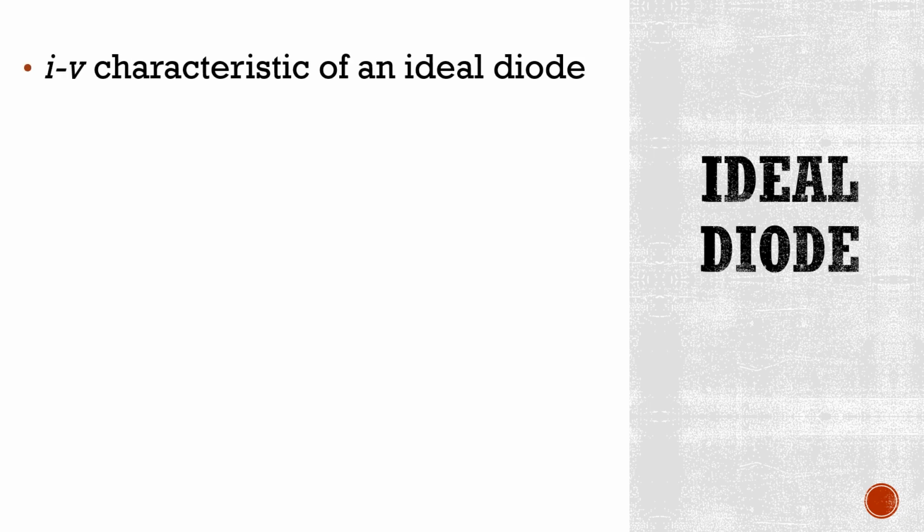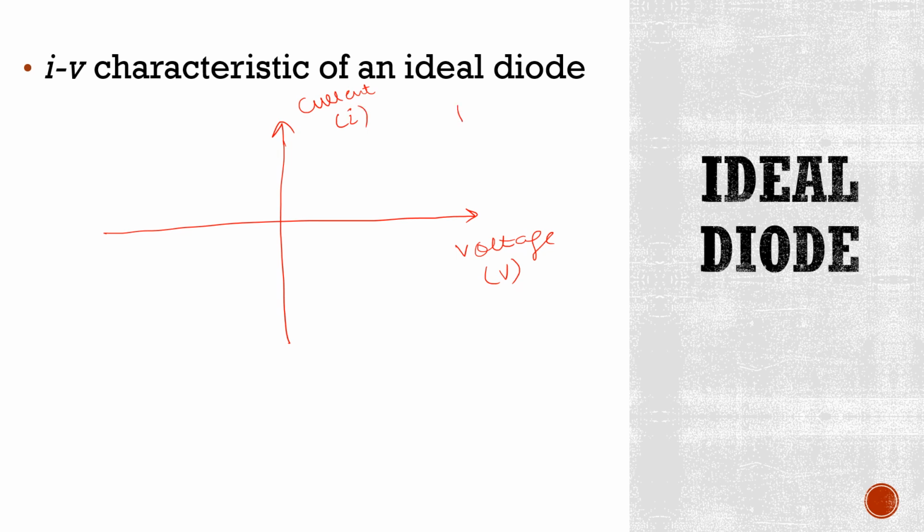Now look at this graph. Here this horizontal axis is representing voltage or V and this vertical axis is representing current or I. We know that in forward biased condition, V is equal to 0 and I is maximum.